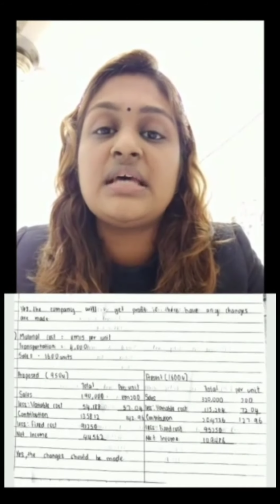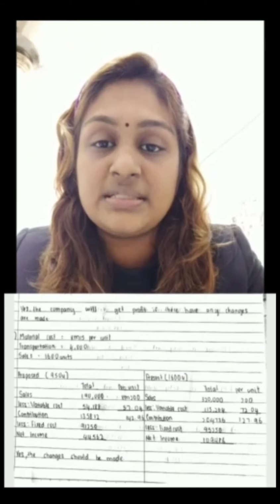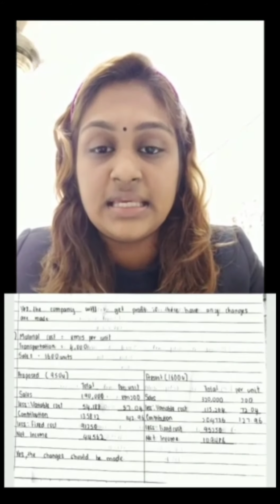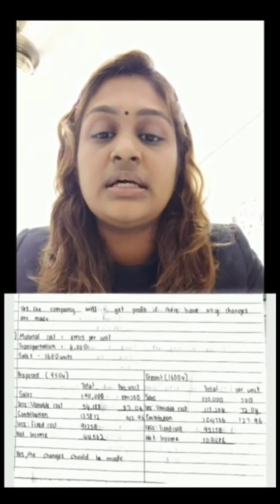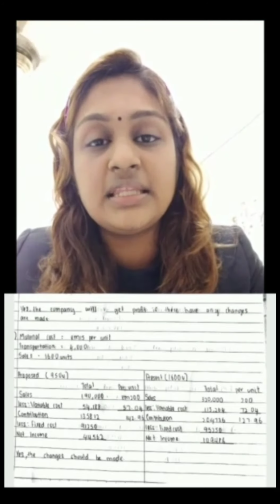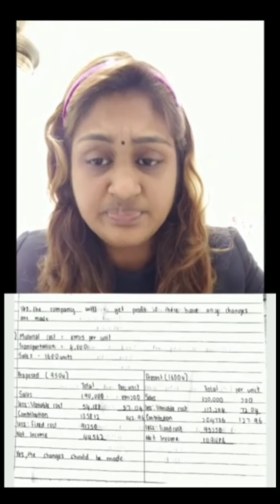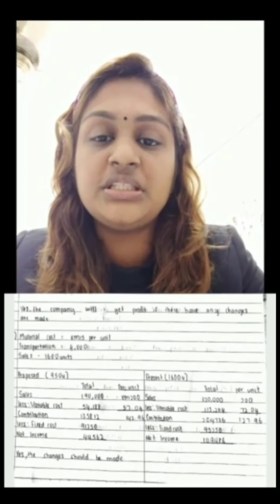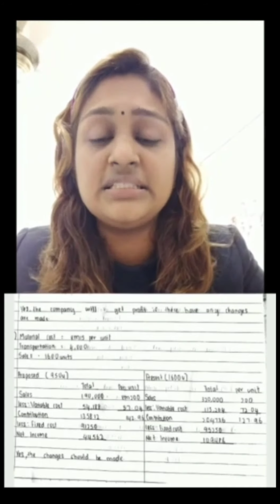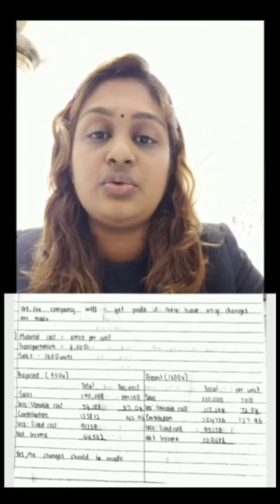So it's a differentiate, which is proposed and their presence, and the number is increased. So the total is 33,614, the transportation is 4,000, and the sales is 1,600 units.